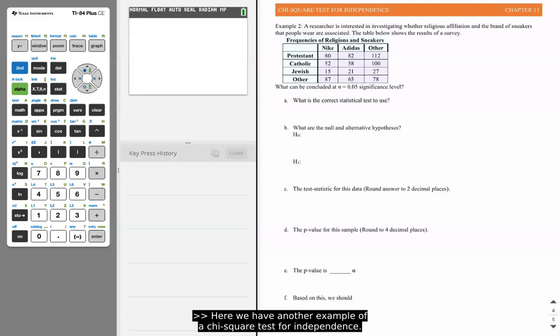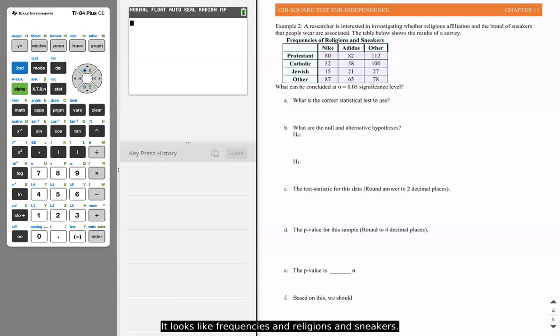So here we have another example of a chi-square test for independence. Example 2 says a researcher is interested in investigating whether religious affiliation and the brand of sneakers that people wear are associated. The table below shows the results of a survey. So it looks like frequencies of religions and sneakers.